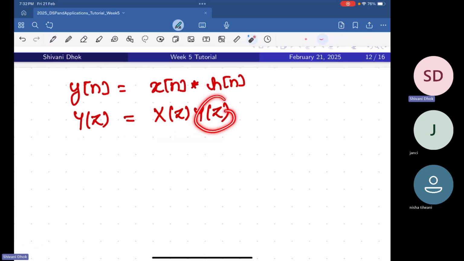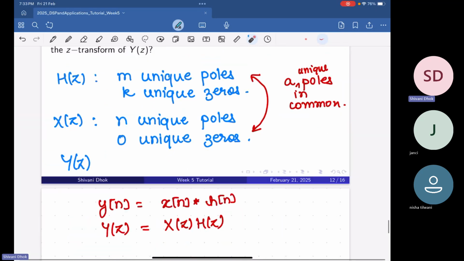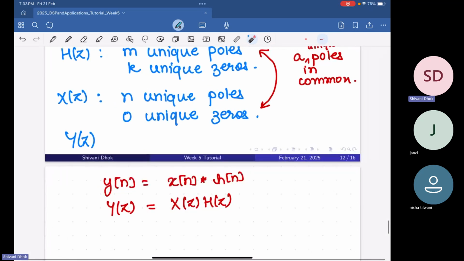Sorry, what did I write? H of z. Yeah. So it was given to us that this H of z has some number of poles and some number of zeros. It has m poles and k unique zeros. And this X of z has no zeros but n unique poles. Which means that if I multiply these two, the poles will get multiplied.